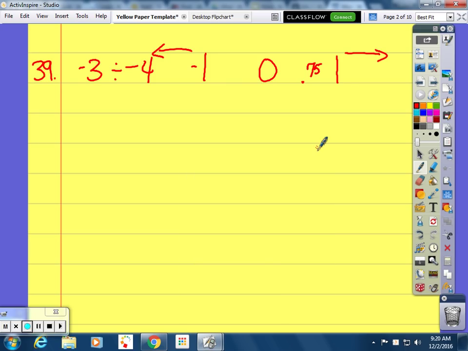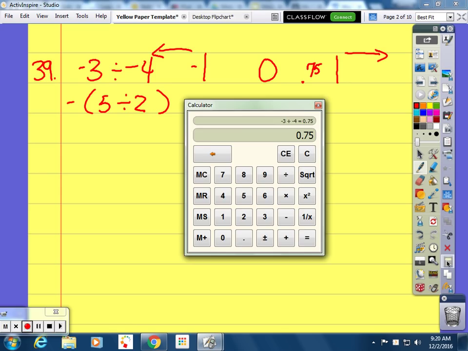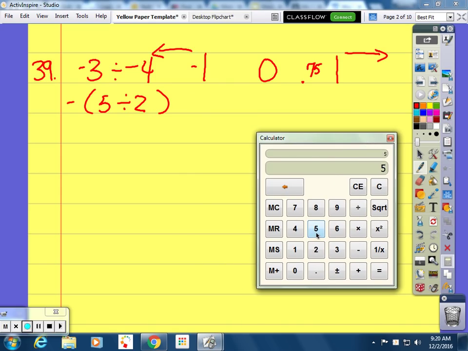Negative 5 divided by 2. It wants the opposite of whatever 5 divided by 2 is. So I'll pull up my calculator. 5 divided by 2 is going to be 2.5. It wants the opposite of that. So negative 2.5 is going to be over here. Is that in my range? The next one is 8 over 3 times negative 3/5.